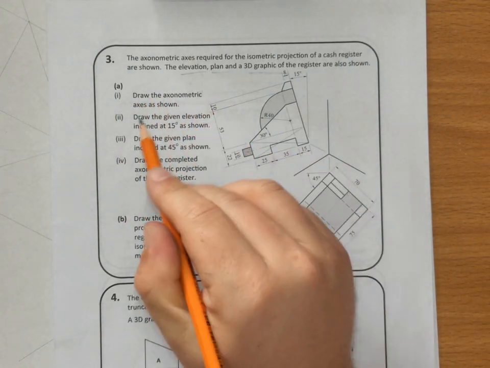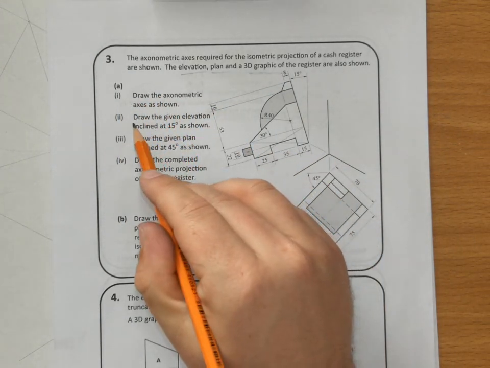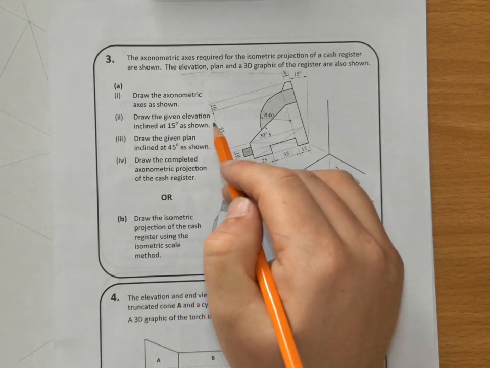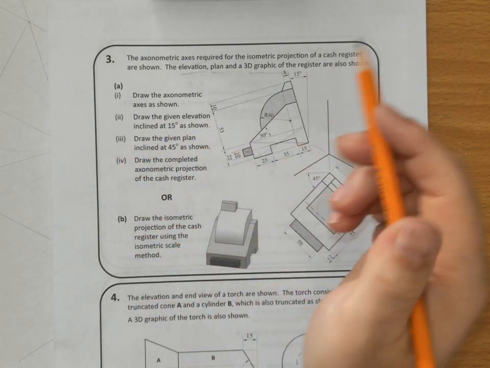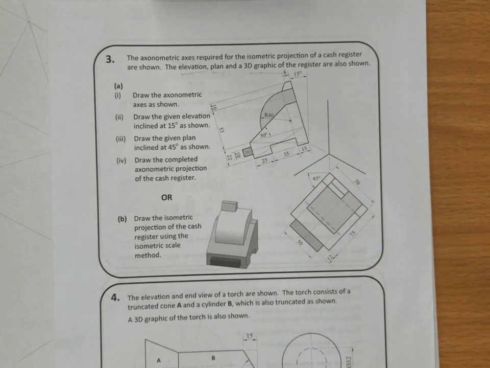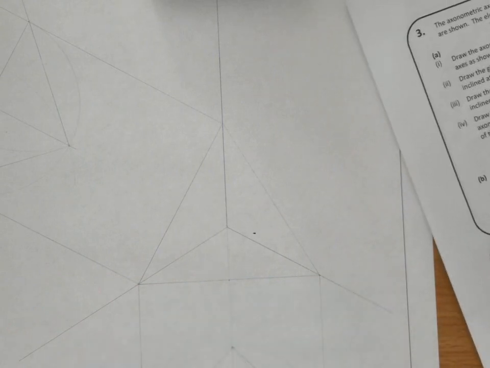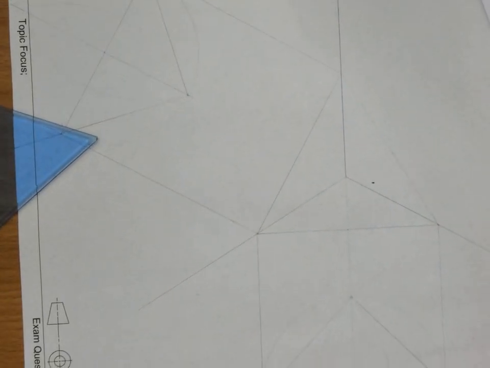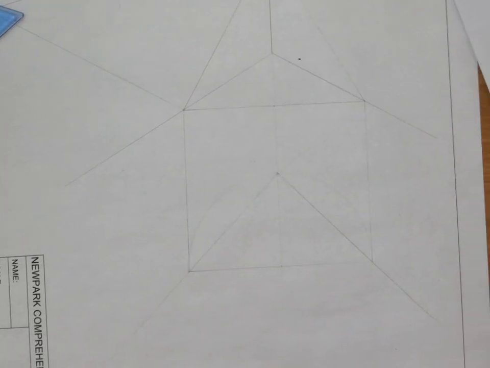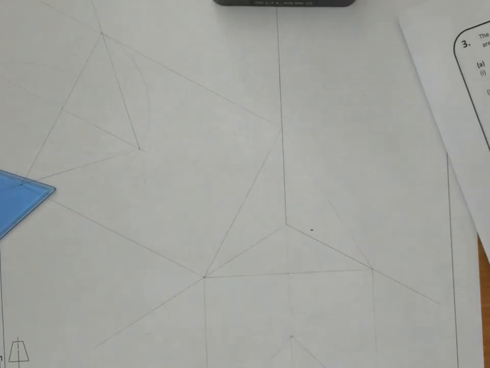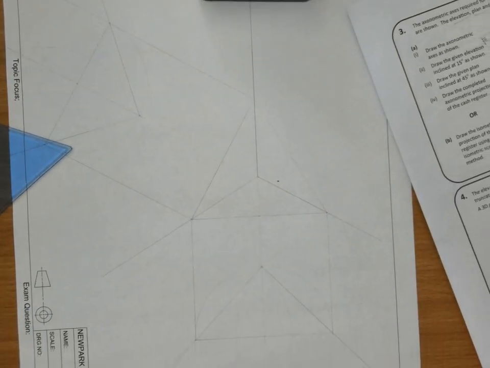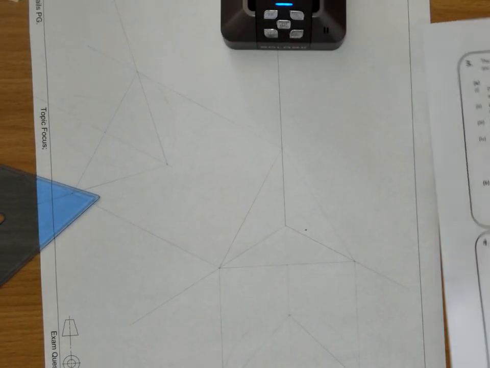Part A, draw the axonometric axes as shown. Part 2, draw the given elevation inclined at 15 degrees. And part 3, draw the given plan inclined at 45 degrees as shown. I've set up the outlines for both views, the elevation there and the plan down there. I've gone through that in other videos, so revise them if you're unsure on how to do them.